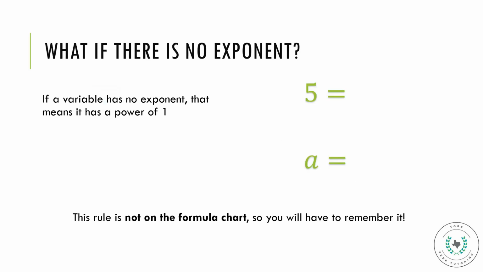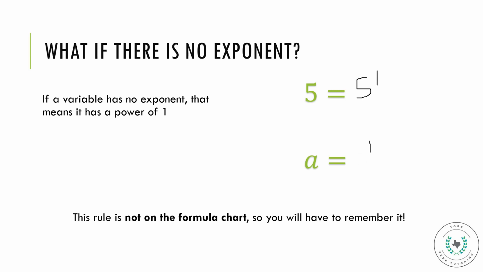Now, what if there is no exponent? Well, if a variable has no exponent, that means it has a power of 1. The variable is just the base. So in this case, 5 is the same thing as 5 to the power of 1. And down here, a is the same thing as a to the power of 1.